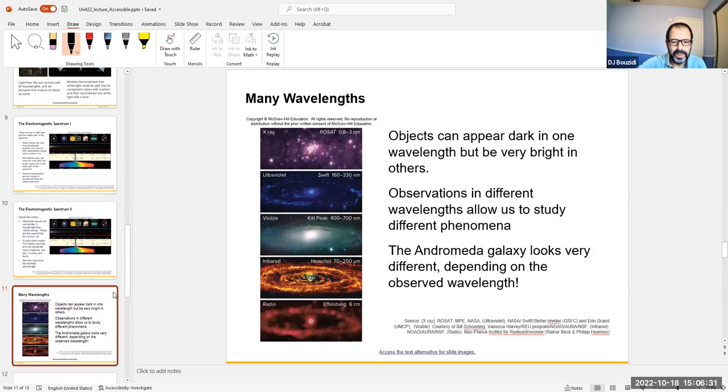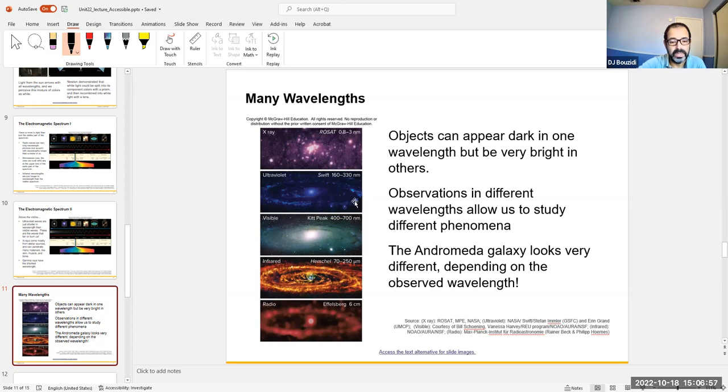Again, depending on the frequencies that we're using, the universe looks completely different. In the X-ray emissions, you're focused only on the X-ray emitters in your object; those that produce a lot of X-rays are visible. Anything else is not that visible, okay? And the shape of the galaxy would look completely different depending on the wavelengths, because now you're focusing only on the objects that emit those frequencies, okay?